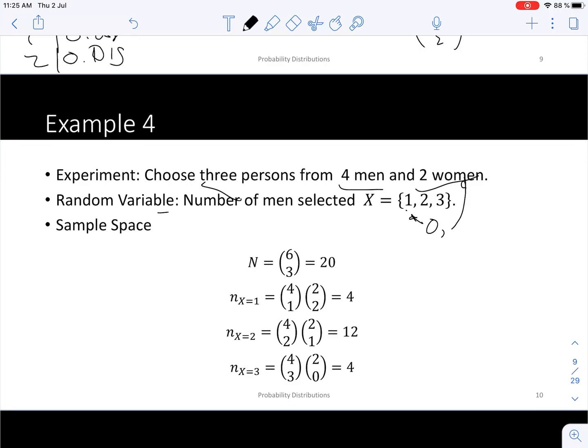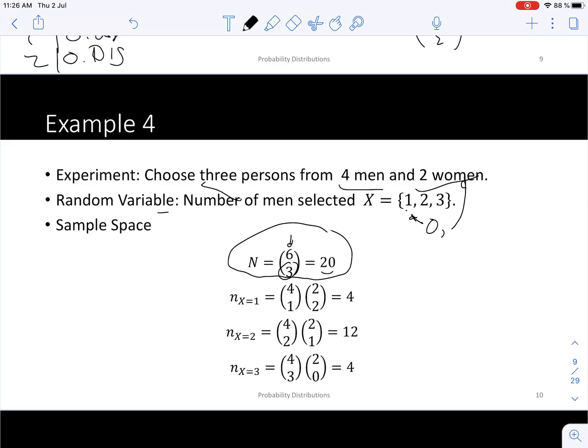Just 1, 2, and 3. Okay, so now we can get the probabilities. So the number of points in the sample space, please notice that it has a similar structure compared to our previous problem. We have 6 people in total and we are selecting 3 of them, right? So 6 combination 3 equals 20, that's the number of sample points.